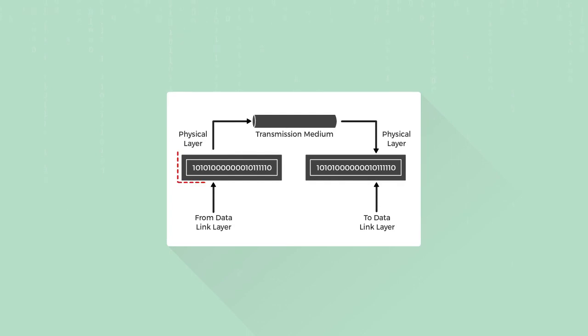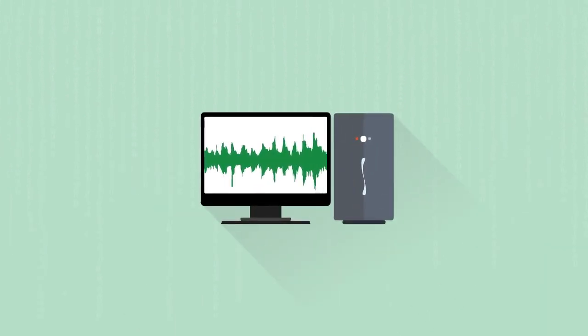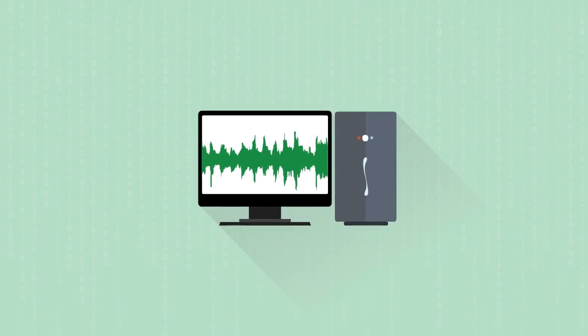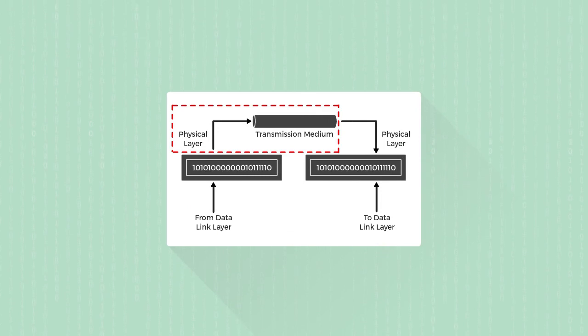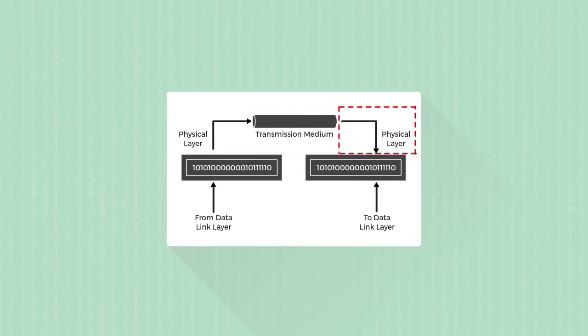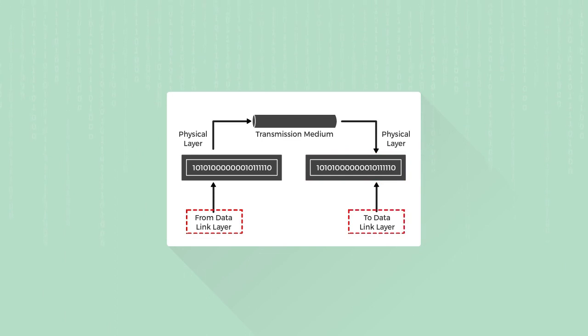So again, we see the ones and zeros that come down from the data link layer, which is layer 2. Then at the physical layer, they need to be converted into electrical signals that can travel the physical transmission medium. They are then received on the other side by the physical layer. They're converted from those electrical impulses back into ones and zeros and sent up to the data link layer on the receiving side. So again, each layer communicates only with its counterpart layer on the other side.